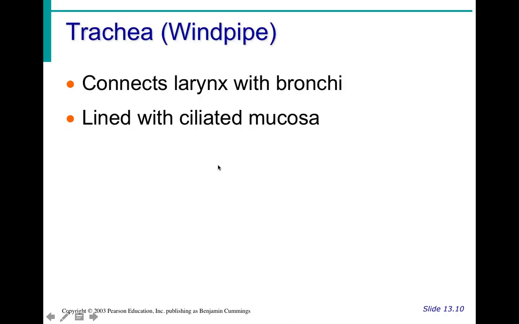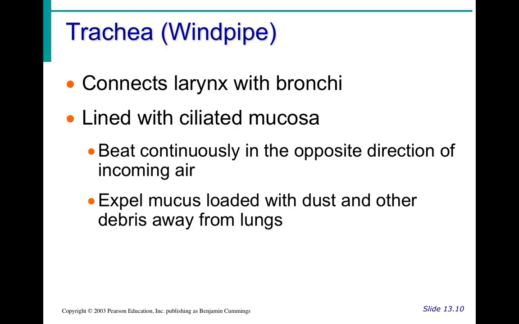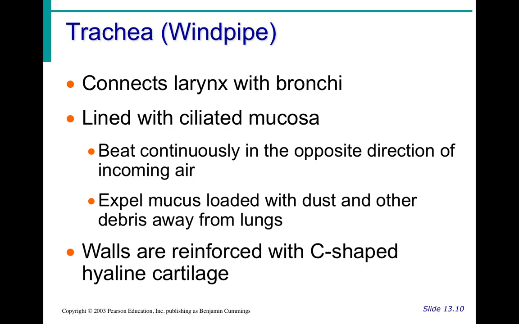The trachea is your windpipe. It connects the larynx with your bronchi, and the bronchi are the 2 major branches off of the trachea. It is lined with ciliated mucosa. It beats continually in the opposite direction of the incoming air. So if I'm inhaling air into my lungs, the cilia are pumping the mucus back up and away from the lungs. So any dirt that it picks up, etc., can be pushed upward and away from the lungs itself. It expels the mucus loaded with dust and other debris from the lungs. You either cough it up or you will swallow it, which is why sometimes your stomach doesn't feel that great when you've got a lot of drainage.